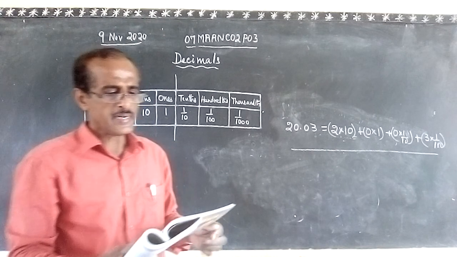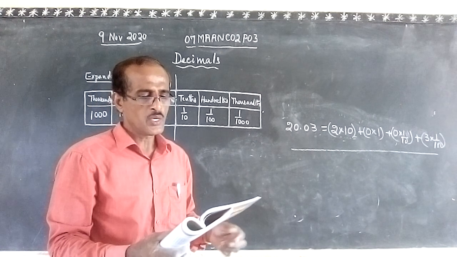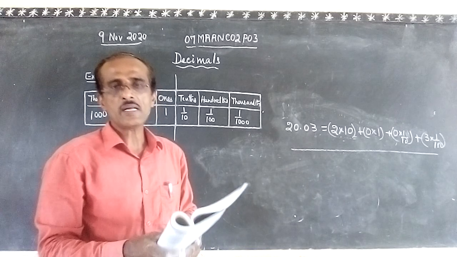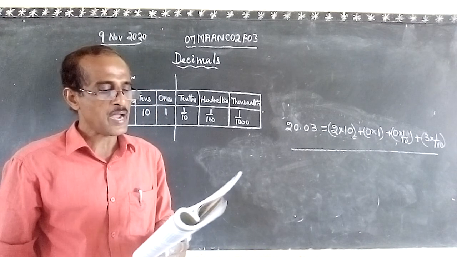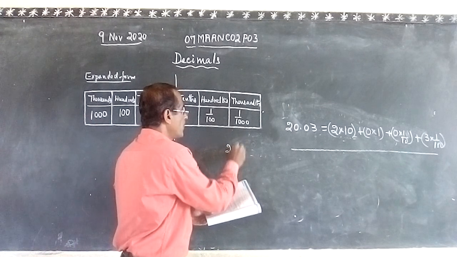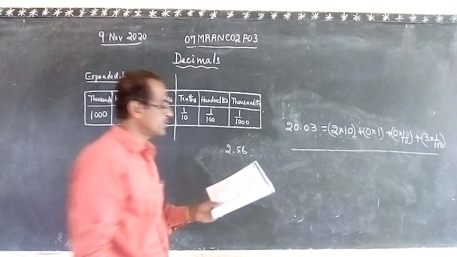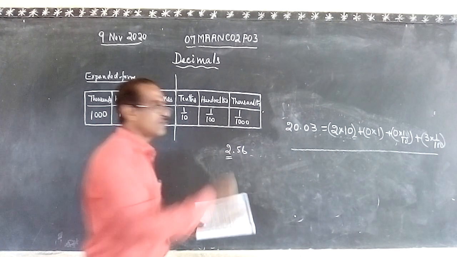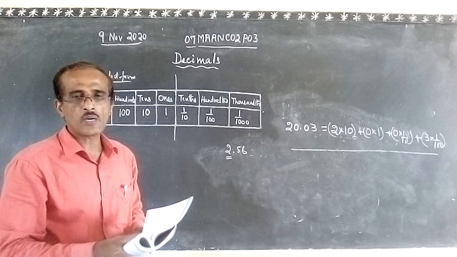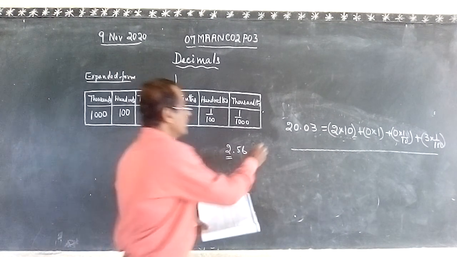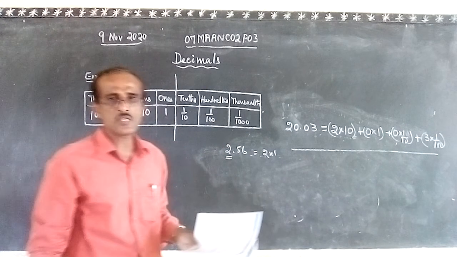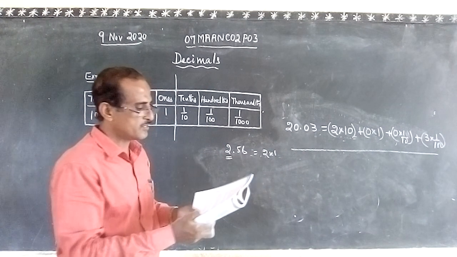Next, write the place value of 2 in each of the following decimal numbers. See, it is given 2.56. What is the place value of 2? Place value of 2 means 2 into 1. It is in the unit place. 2 is in the unit place in this example.